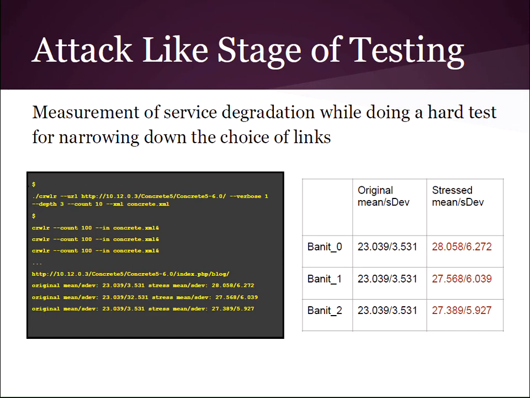The CMS chosen here, again, is Concrete 5. And there were three instances of the tool launched. Each one does only 100 probes. And we can see that the server performance degrades over time, which proves that the resource choice was guessed actually correctly.